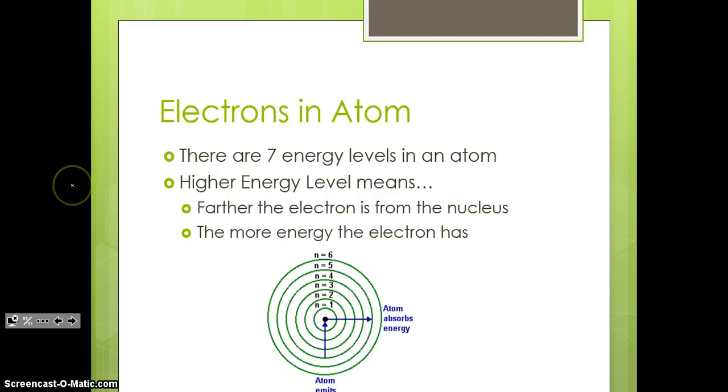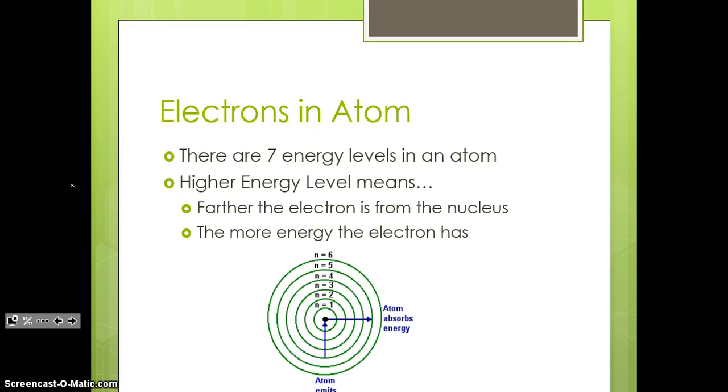So the biggest thing to remember, and this is our final slide for this one, is what we're really tracking when we see those emission lines are movements of the electrons between the energy levels within an atom. There are up to 7 where electrons can exist in an atom. The further the electron is from the nucleus, the more energy it has.